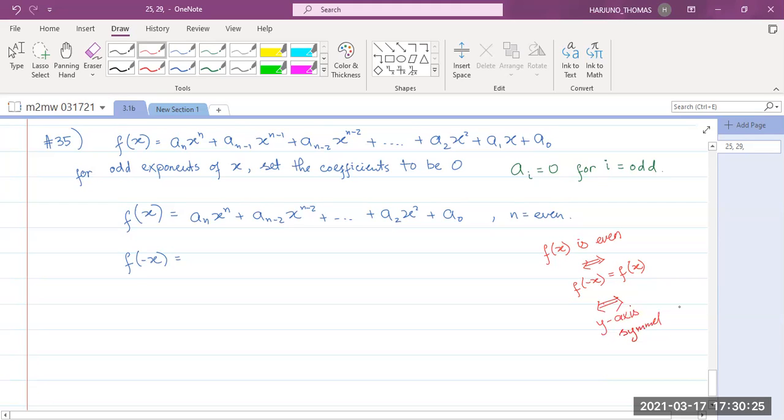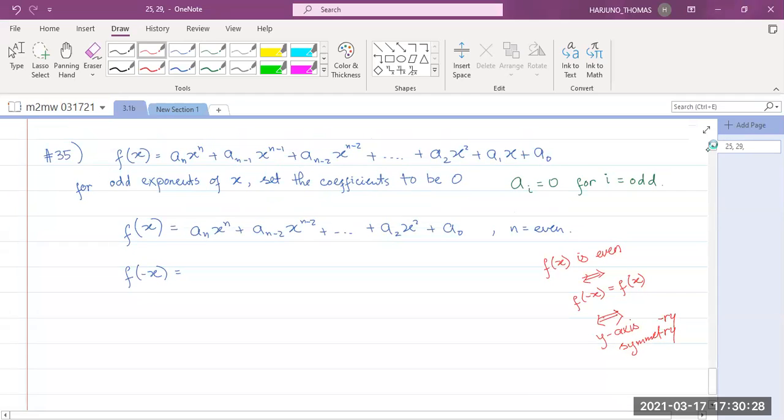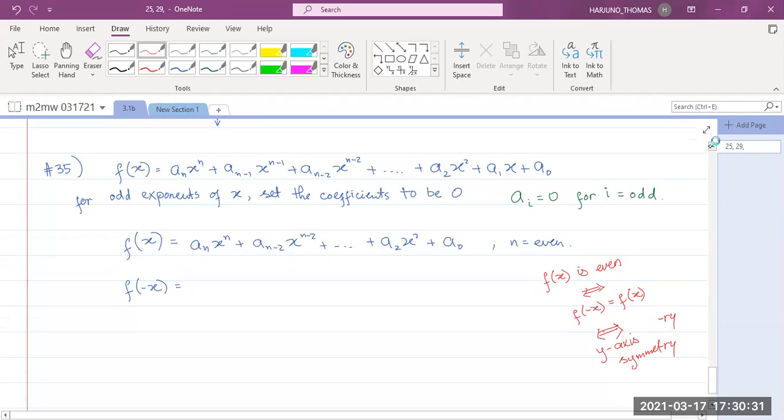Yeah, this question tried to explain why we call that even function. Well, because if that function is a polynomial, the exponents of the terms in the polynomial must be even. So a sub n negative x to the n plus a sub n minus 2 negative x to the n minus 2 all the way to a sub 2 negative x squared plus a sub 0.